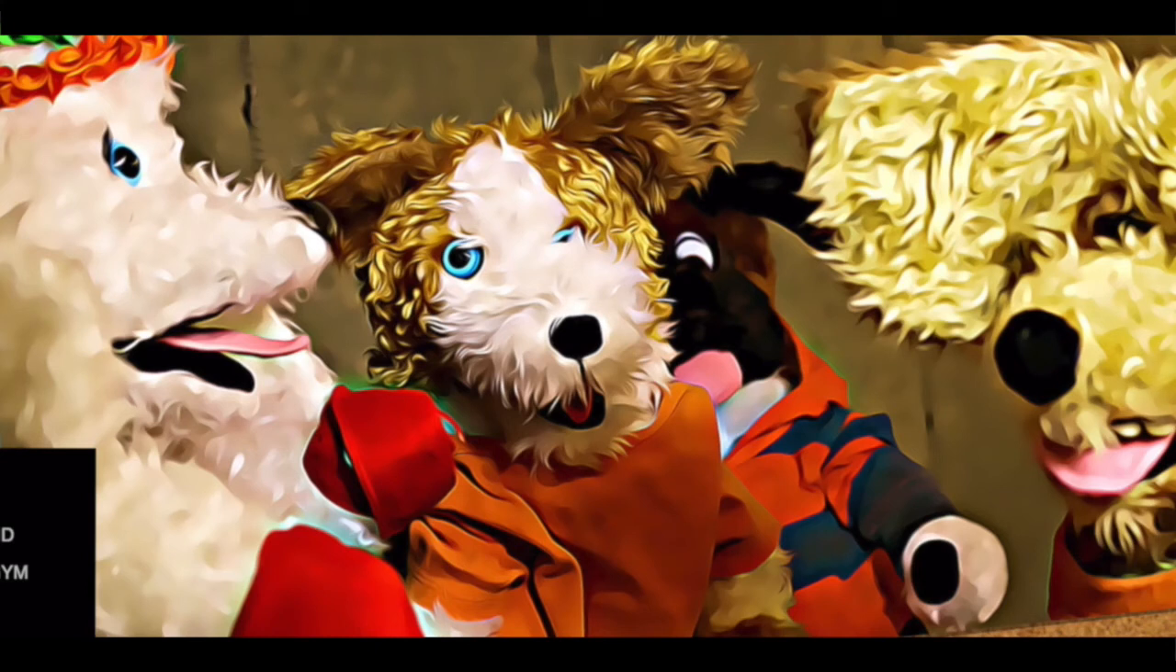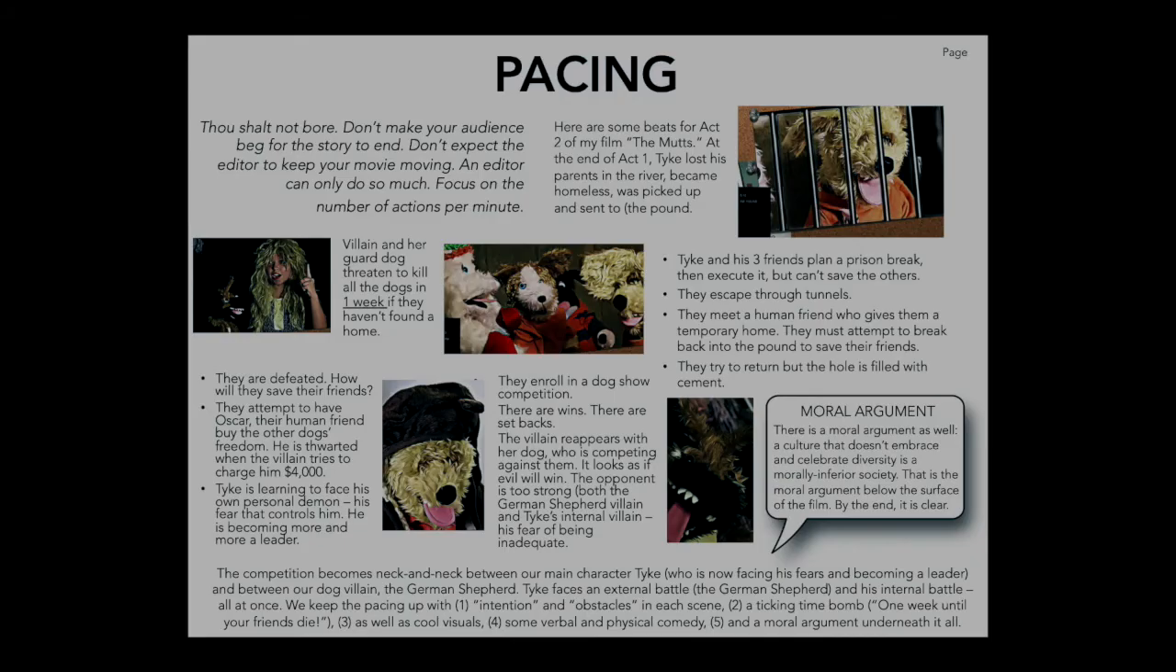This is the worst. All these sweet little dogs in the pound are going to be killed in a week. It's very 101 Dalmatians as far as that. And so Taika and his three friends are going to have to come up with their first plan, and this is to have a prison break. And so they do. They plan, they come up with a scheme, and then they start to execute it. And unfortunately, one step back, they can't save the others. There are like 40 other dogs in the pound that weren't able to escape before the villain showed up with her guard dog. So these four, Taika and his three friends, escape through the tunnels.